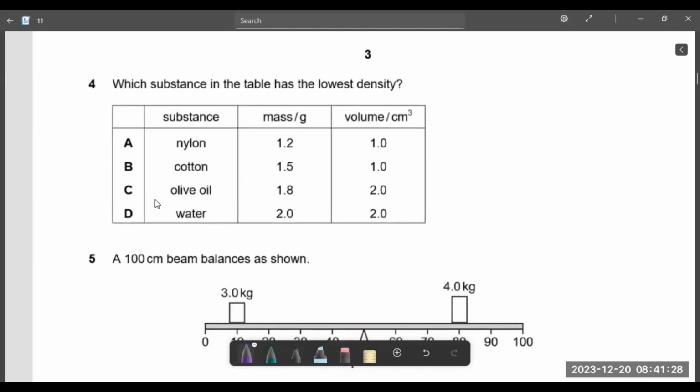Which substance in the table has the lowest density? As we were told before, density means mass by volume. So for the lowest density, mass should be minimum and volume should be maximum. So we need to find the choice where mass is minimum and volume is maximum. Out of these, this is 1 and this is 2, so these two have more volume. And comparing the mass, 1.8 is less. So the right choice is olive oil, C.